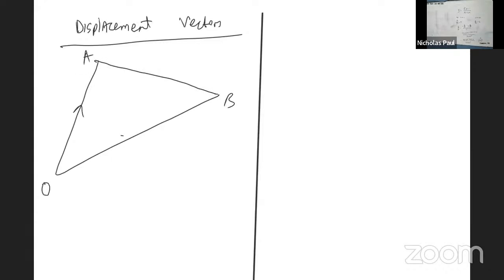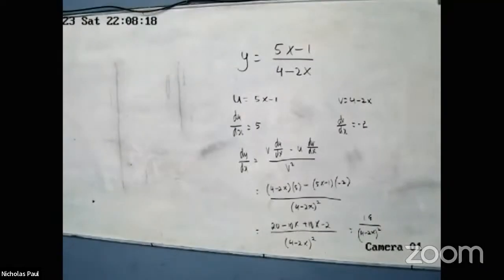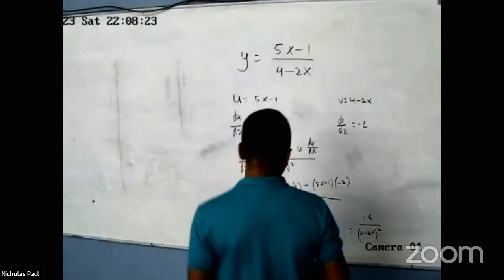Right. So let's say I gave you two vectors, OA and OB, right? Let's say I gave you those two vectors, right? Actually, I will stop here. I want to go on the board. Right? Let's say I gave you these two vectors, right?